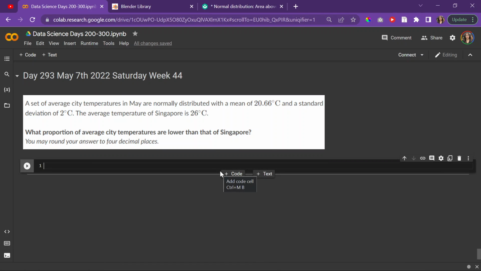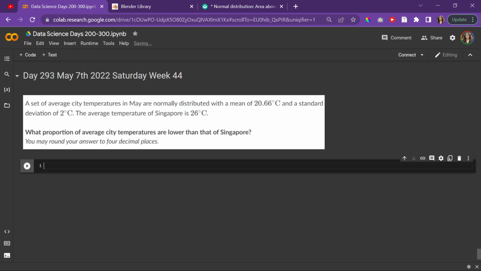And today I'm working on another problem involving normal distributions and finding the area below a certain point. A set of average city temperatures in May are normally distributed with a mean of 20.66 degrees Celsius and a standard deviation of 2 degrees Celsius. The average temperature of Singapore is 26 degrees Celsius. So the question is, what proportion of average city temperatures are lower than that of Singapore's?